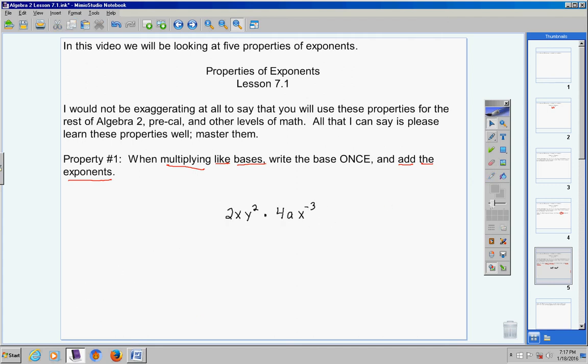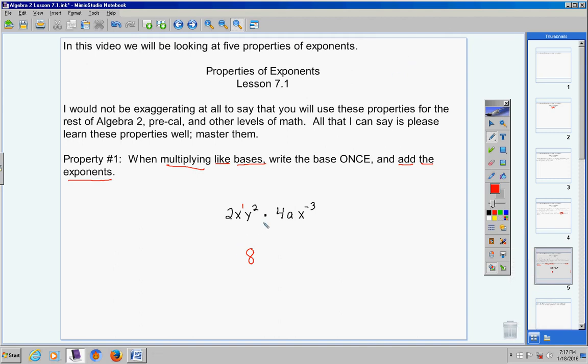Alright, here we go. 2 times 4 is 8. Now, x times x. Now, there's no exponent here, so you can put a 1 there. Please understand that if there's no power or no exponent, you can put a 1.